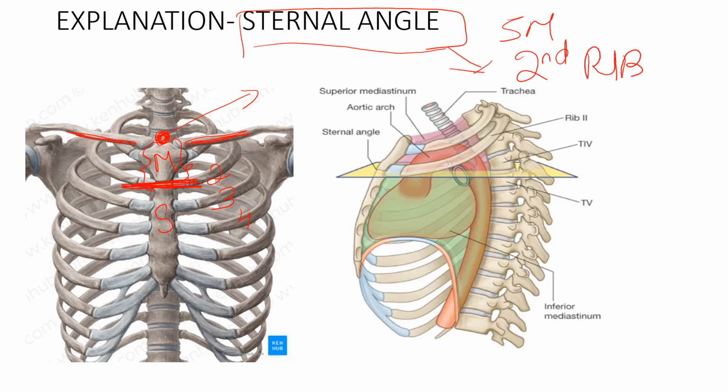The second important thing is that if you draw a plane at the sternal angle, it will divide the mediastinum into superior mediastinum above and inferior mediastinum below. Now what is this mediastinum? In between the two lungs, the space you have is known as mediastinum.